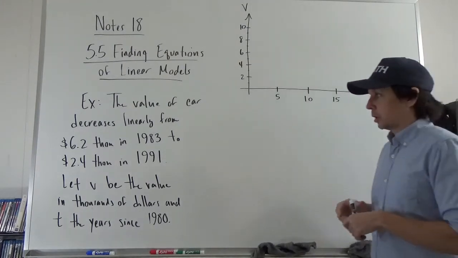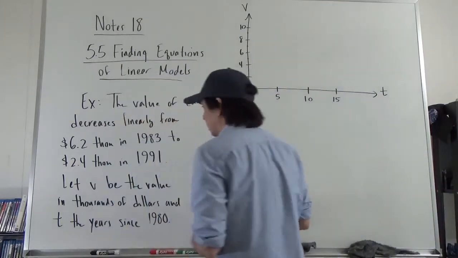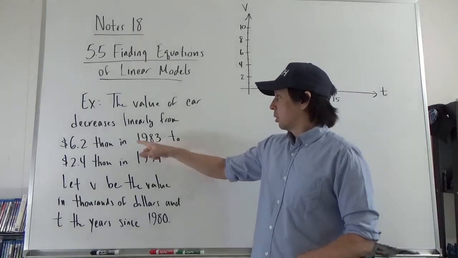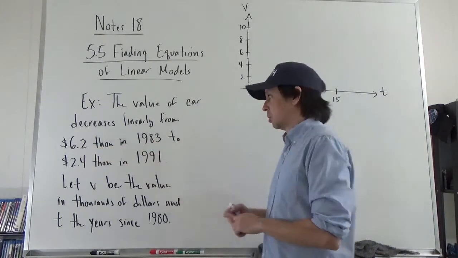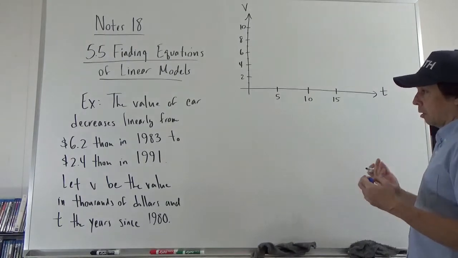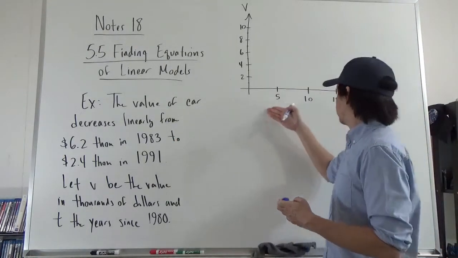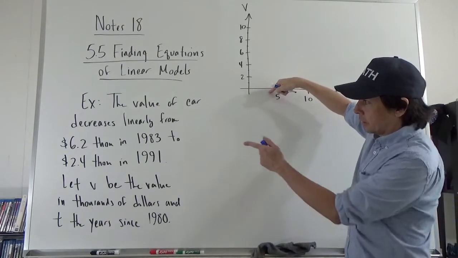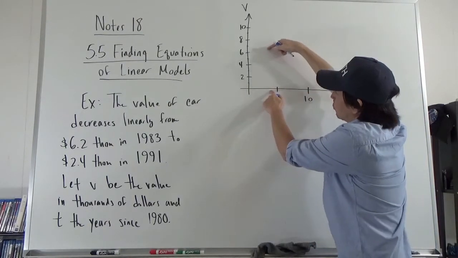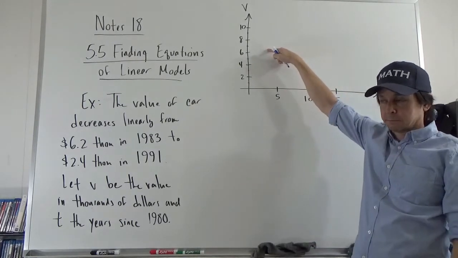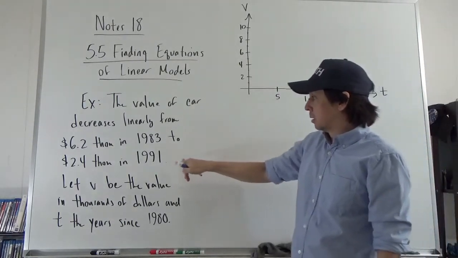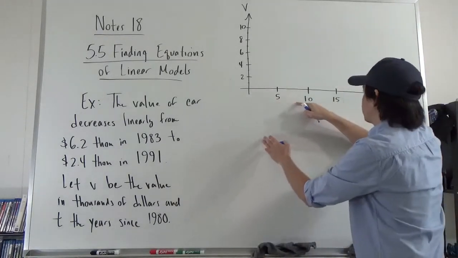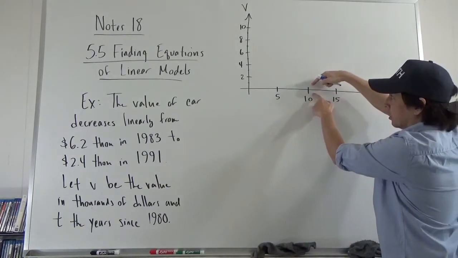Now, what we're trying to do here is grapple with the idea that the value in 1983 was $6,200. So I'm going to try and graph that. For 1983, I need a t-value, that'd be t is equal to 3, so about here. And 6,200 is about there, so I'm going to put a point there. And then 1991, you have to remember it's since 1980, so it's t is equal to 11. And then I have to go to 2.4.